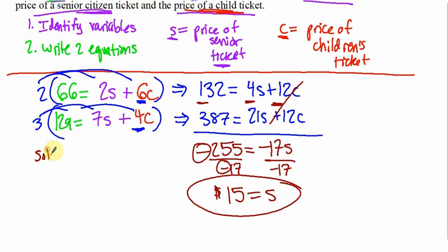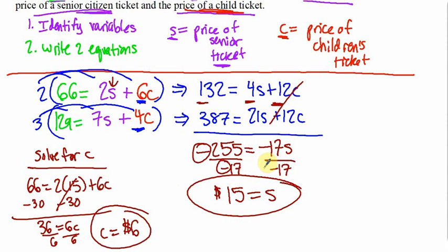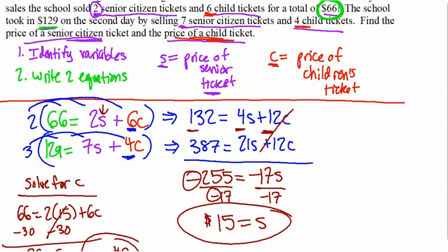And now let's solve for the price of a children's ticket. We can just sub it in right here. So 66 equals 2 times S. That means 2 times 15. 2 times 15 is 30, so we'll subtract 30 from both sides. And we get 36 equals 6C. So if we divide by 6, C is equal to $6. So $6 for a children's ticket and $15 for a senior ticket. And we could always check that by plugging it back into the original and just verifying. So 2 times $15 is 30, 6 times $6 is 36, and that does equal 66, and the same for the other.